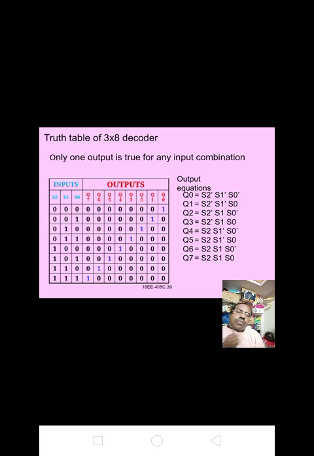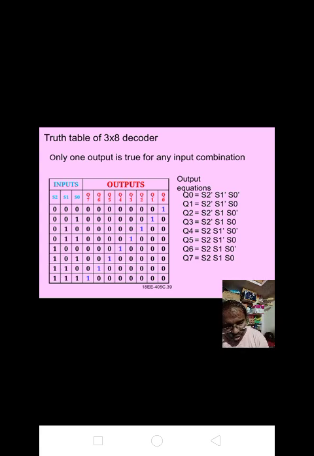Okay, for Q0 it is S2 bar, S1 bar, S0 bar. Q1 equal to S2 bar, S1 bar, S0. Q2 equal to S2 bar, S1, S0 bar. Q3 S2 bar, S1, S0. Q4 S2, S1 bar, S0 bar. Q5 S2, S1 bar, S0. Q6 S2, S1, S0 bar. Q7 S2, S1, S0. Okay, please make a note of this truth table and output equations also, the most important one.